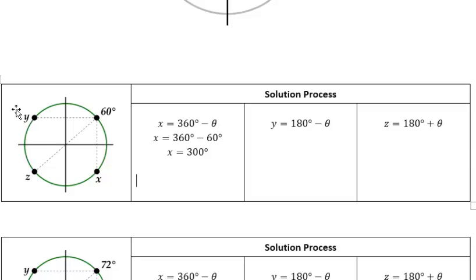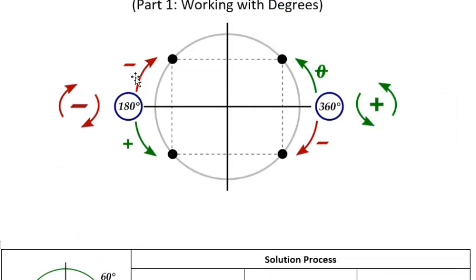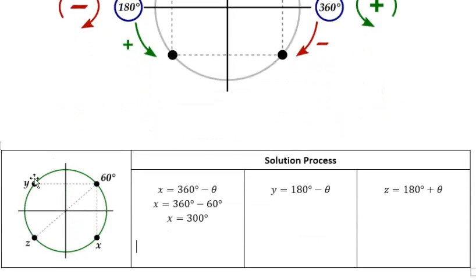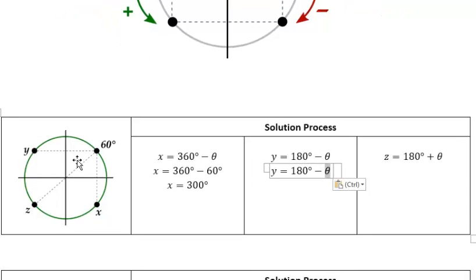Now let's try to find Y. I know that Y is behind 180, so Y should be an angle less than 180 but greater than 90 degrees, because 90 is in the middle. To find Y, I just need to subtract: 180 minus theta. Theta in this case is 60 degrees. So I'm trying to find 180 minus 60 degrees. That will give me an answer of 120. Okay, 120 degrees will be the answer for angle Y.